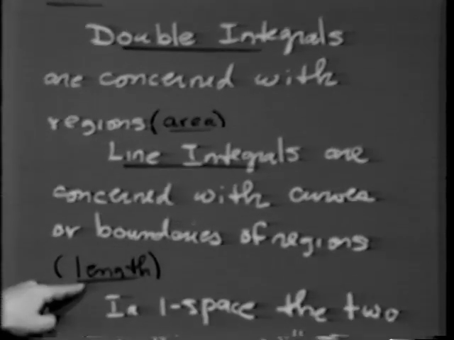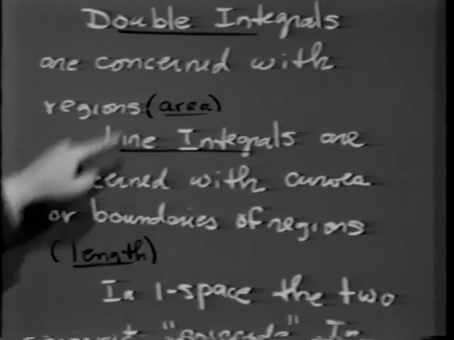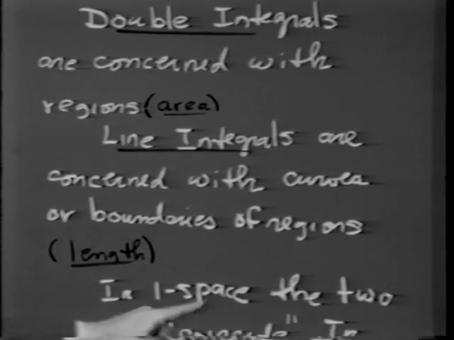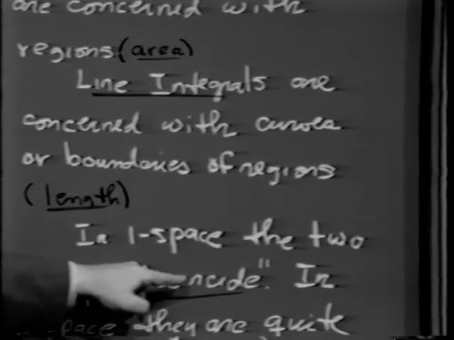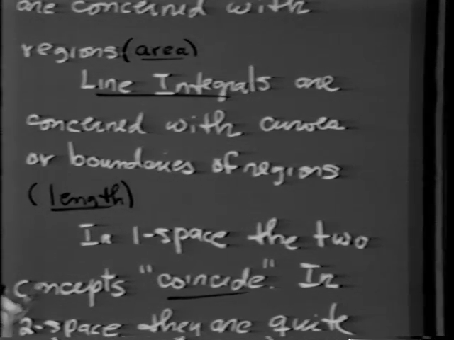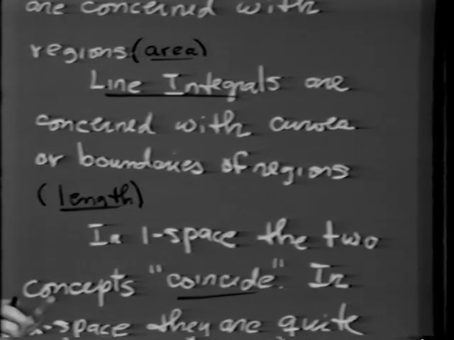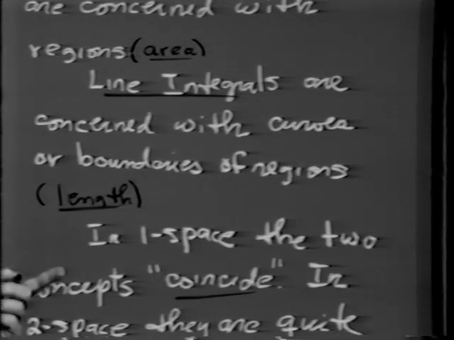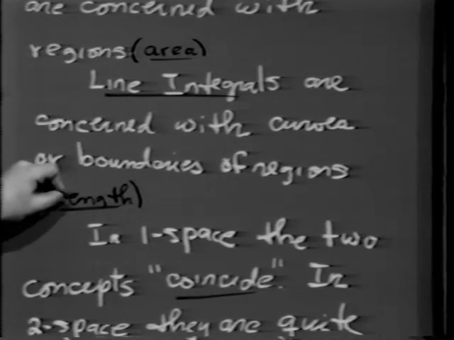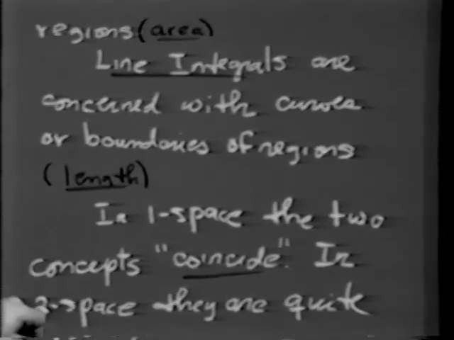See, in other words, somehow or other, the double integral is associated with area, the line integral with length. And the point is that in one-dimensional space, the two concepts coincide. In fact, we don't even talk about area in one dimension, unless by area we meant one-dimensional area or length. In other words, both arc length and area in the typical definition sense of area coincide in one-dimensional space. In two-dimensional space, they are quite different.